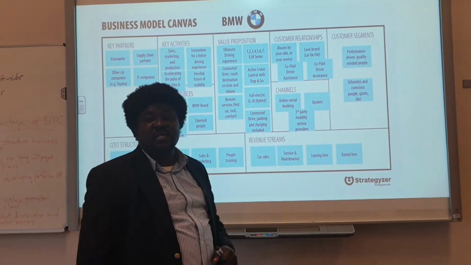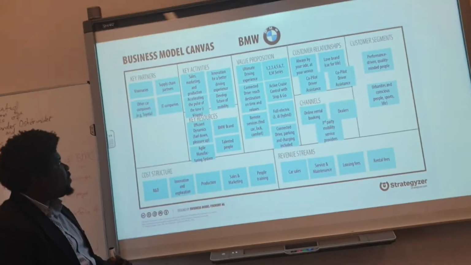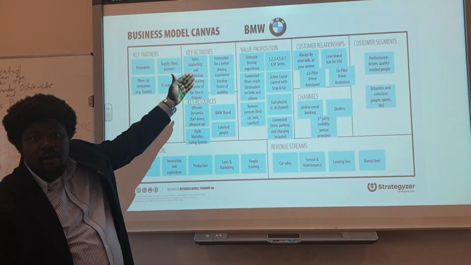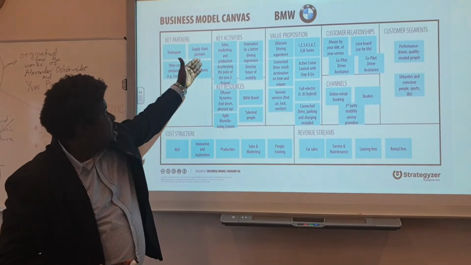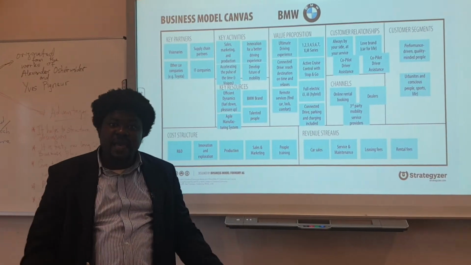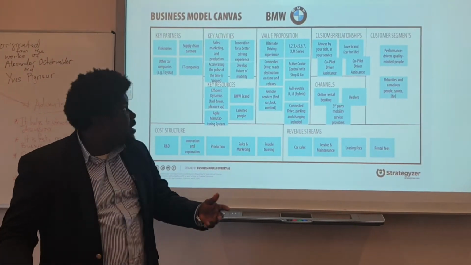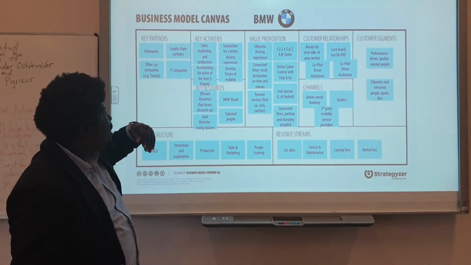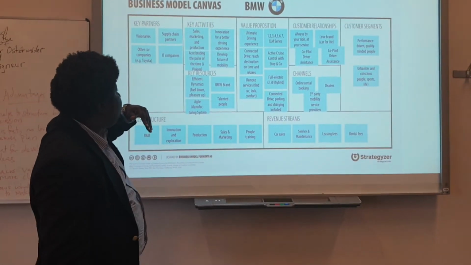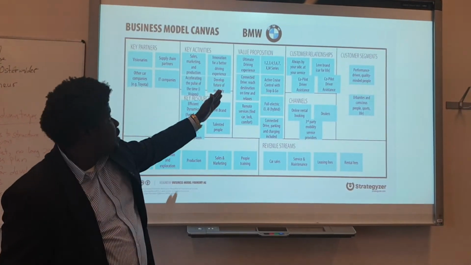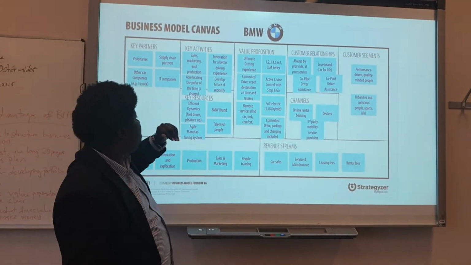What are the key activities for BMW? Of course, it's about sales. Okay, key activities will be sales. Of course, they have to advertise before they sell. It's about marketing. Of course, they make these cars. So a major key activity in BMW will be manufacturing, that is production. Okay, another key activity for BMW is that of innovation. Okay, so innovation for a better driving experience.